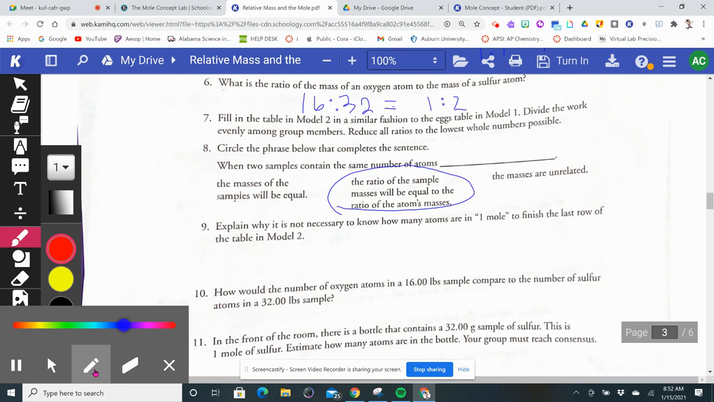Exactly. Everything, the ratios would stay the same. It would be 1 to 1 for the number of them. And so, yeah, it would still be 1 to 1. Because the ratio of their masses has stayed the same. The ratio of their masses is still 1 to 2. So that means the ratio of the number of things present would still be 1 to 1.